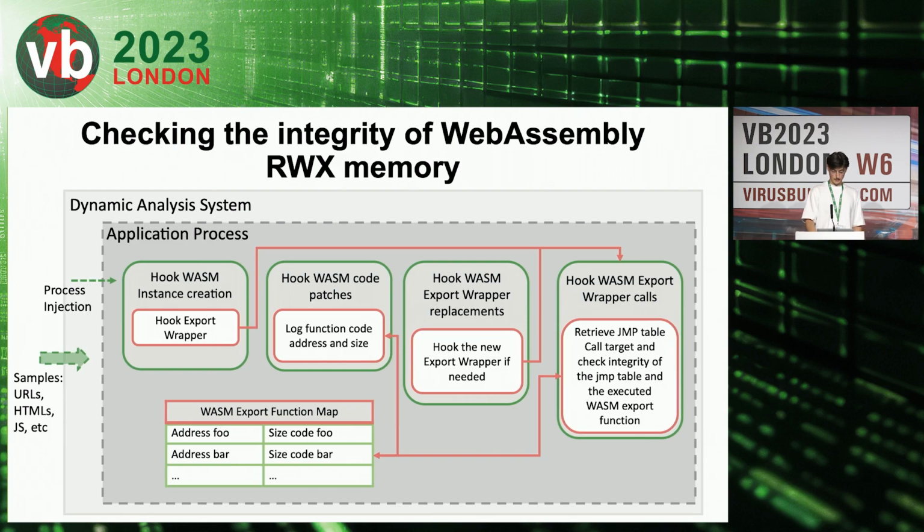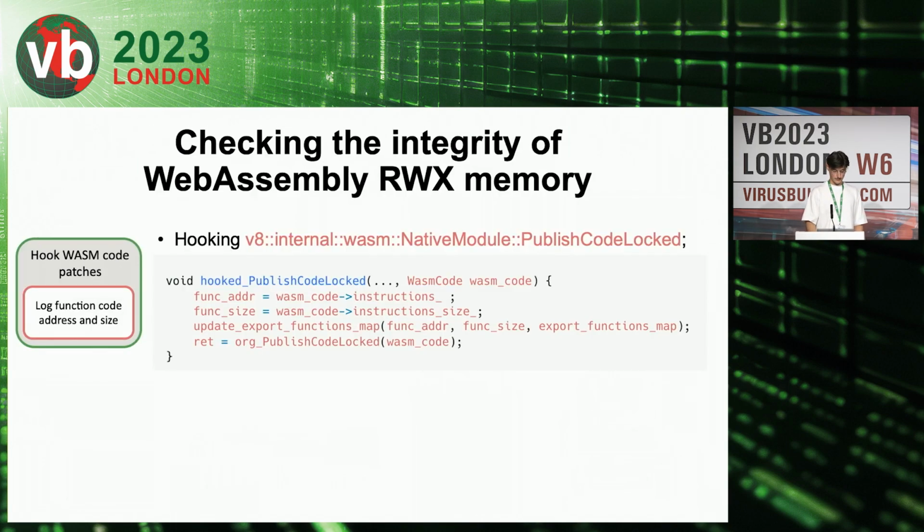So when an export wrapper is triggered, we can retrieve the function called target, and from that called target, we can retrieve the address of the function that will be executed. So we can go into our export function map and retrieve the size of that function. So we can just extract the code and perform integrity checks on the code. After that, we can provide our verdict.